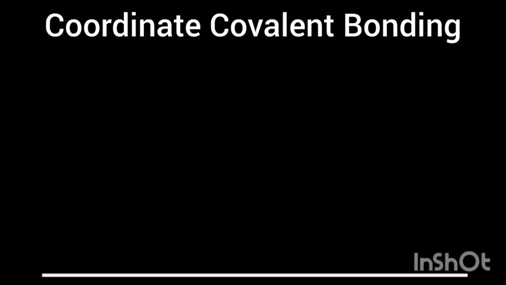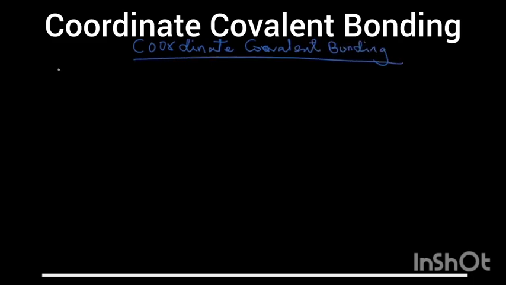Covalent bonding now. Coordinate. This is the second type of bonding. So what are we supposed to know about this coordinate covalent bonding? Number one, it also involves sharing of electrons. Are you listening?